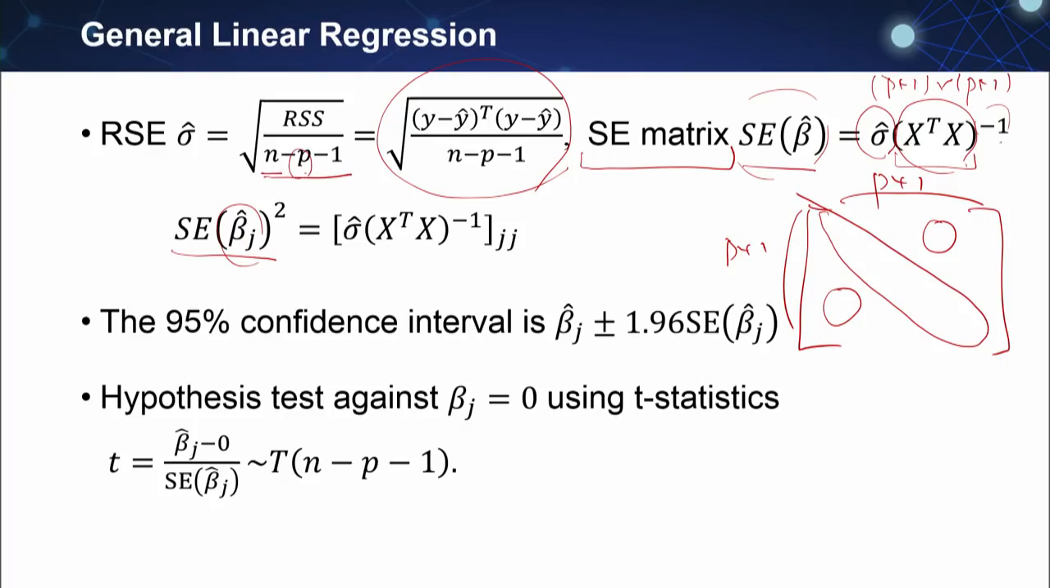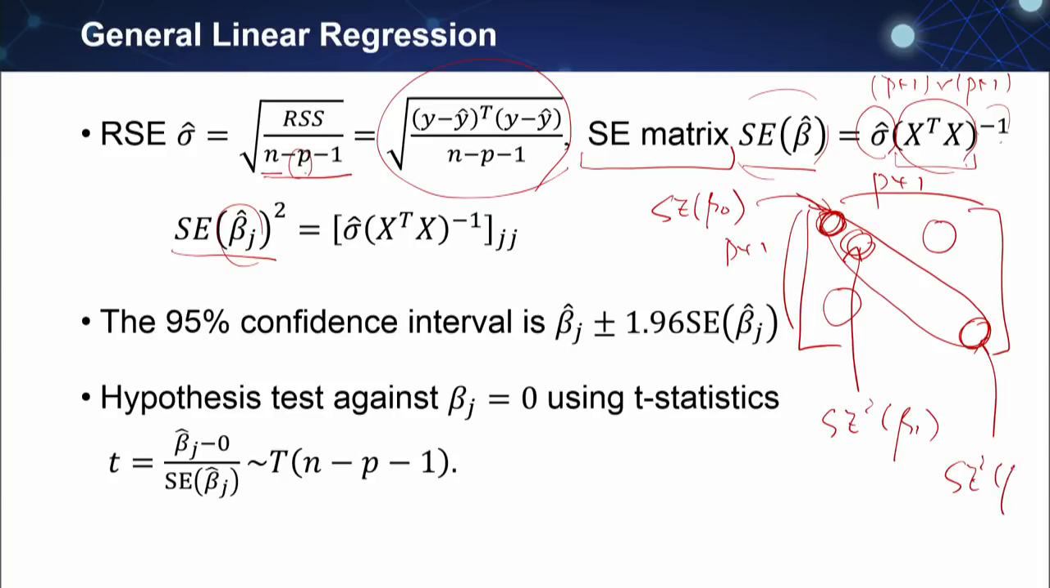At this point, this is the variance, or the standard error squared, of beta 0, and the next one is SE squared of beta 1, and the last one is the standard error squared of beta p. Okay, so then everything is simple.